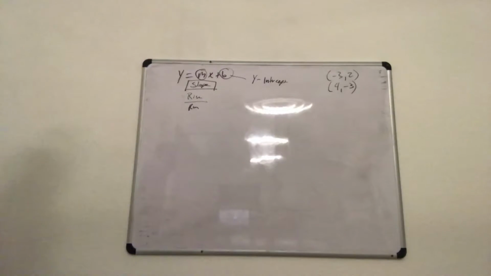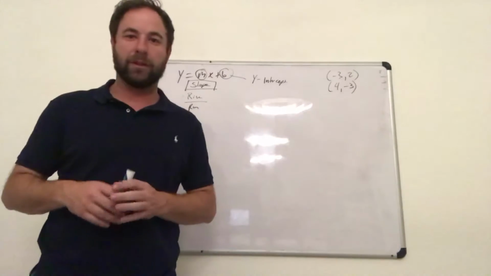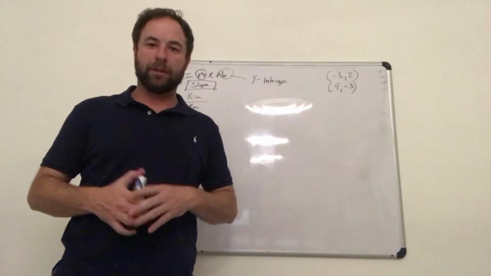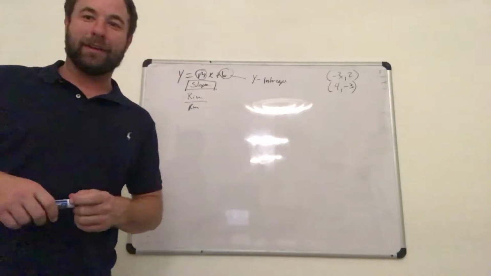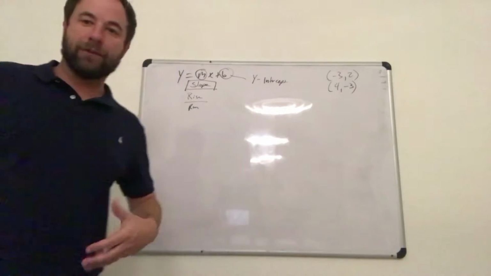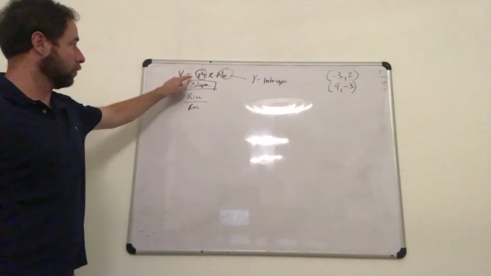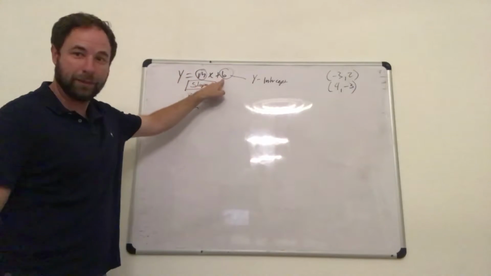All right, let's go ahead and get started. We're going to look at lessons 10, 11, and 12 in this video. Lesson 10, the first concept we're going to look at is finding the equation of a line. The first thing you always do is write down y equals mx plus b.